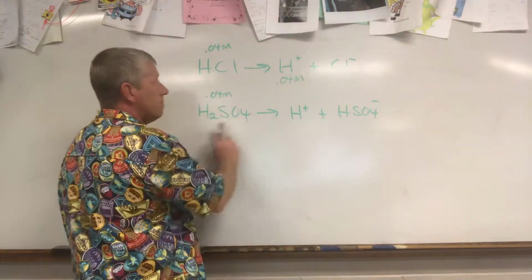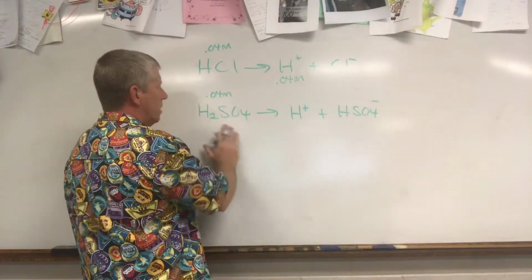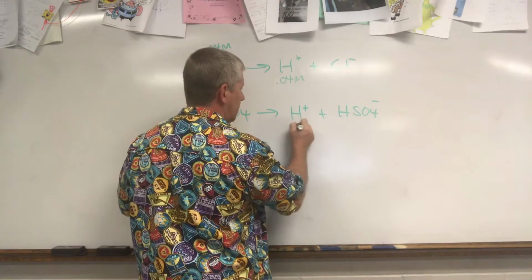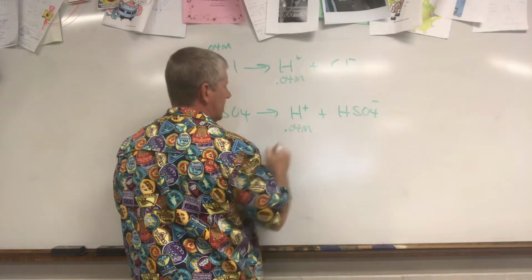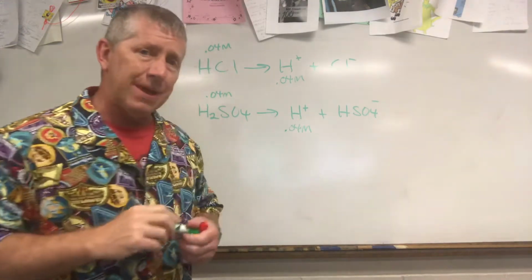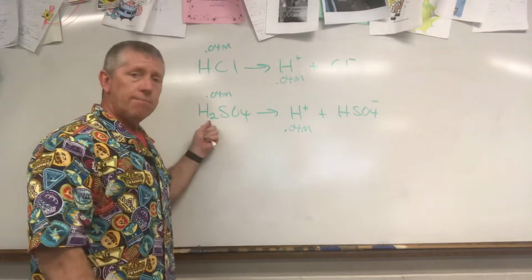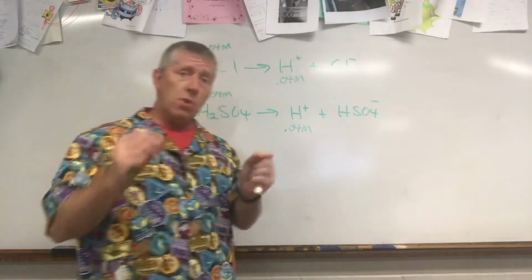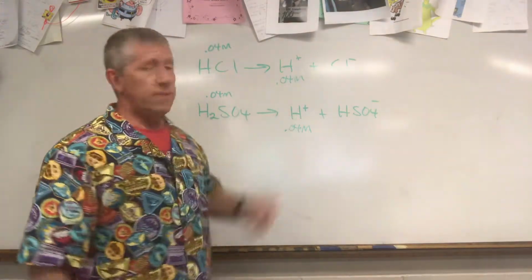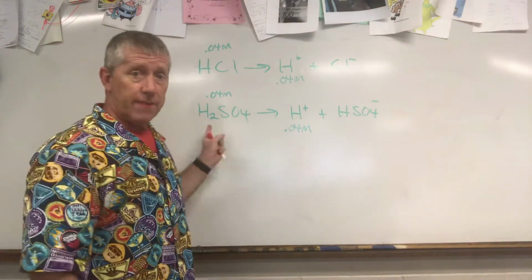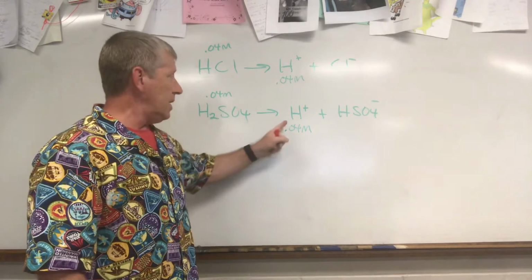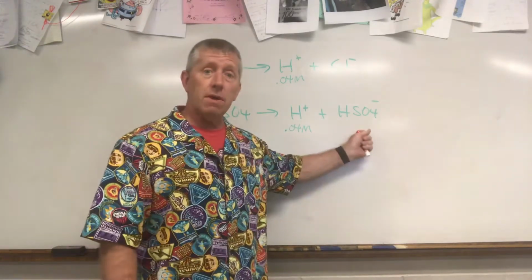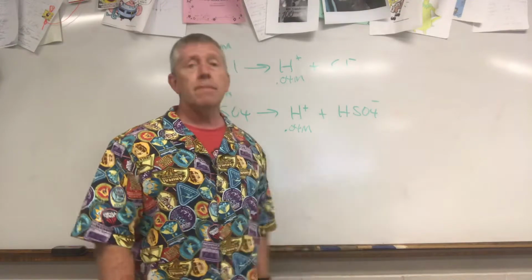Okay. This one, being strong, 0.04 molar, breaks down to 0.04 molar of this. Yeah, but here's the catch. This is a diprotic, 2-hydrogen acid. That means the strong acid is the first hydrogen that comes out. The first hydrogen comes off of that 100% of the time, and you end up with the hydrogen ion in what's called a bisulfate ion. The bisulfate is an acid.